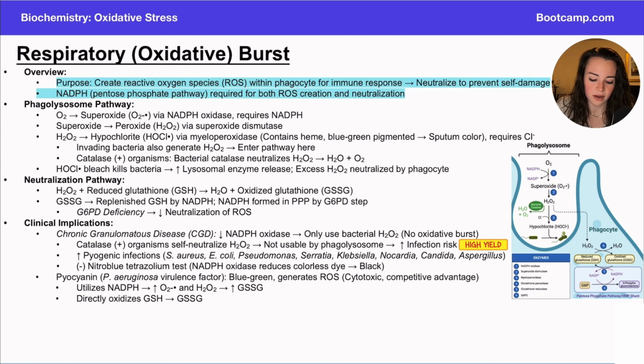So the first part of this burst is going to be to create reactive oxygen species within a phagocyte to help the immune response. The second part of that then is, now that we've unleashed the beast, those reactive oxygen species, we are actually going to have to neutralize them to make sure that they only kill the bacteria and don't kill your cell in the process. And so that NADPH that we just finished creating in the pentose phosphate pathway is going to be critical for both halves of this, right? Both the production of the reactive oxygen species and then the neutralization when we're done.